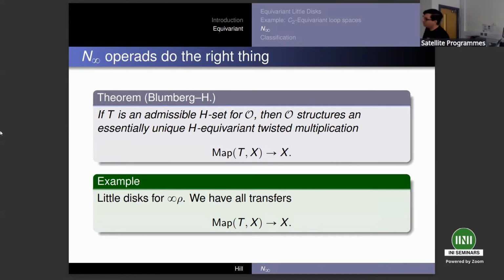So one of the things Andrew and I showed is that if you have an admissible H-set, then O structures an essentially unique twisted H multiplication from the maps from T into X back to X. So it's exactly like the E infinity thing had an essentially unique multiplication. Here, I have an essentially unique twisted multiplication for every admissible set. And if I did this for little disks, everything's admissible for little disks. And so I have any transfer that I would possibly want.